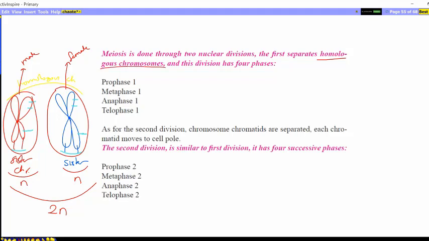But in meiosis 2, which also consists of four phases with similar names to those we studied in mitosis, at that time chromatids separate. These two chromatids separate one from another, and each cell receives one of these pieces. A major difference between meiosis 1 and meiosis 2: in the first, homologous chromosomes separate, but in the second, chromatids separate one from another.